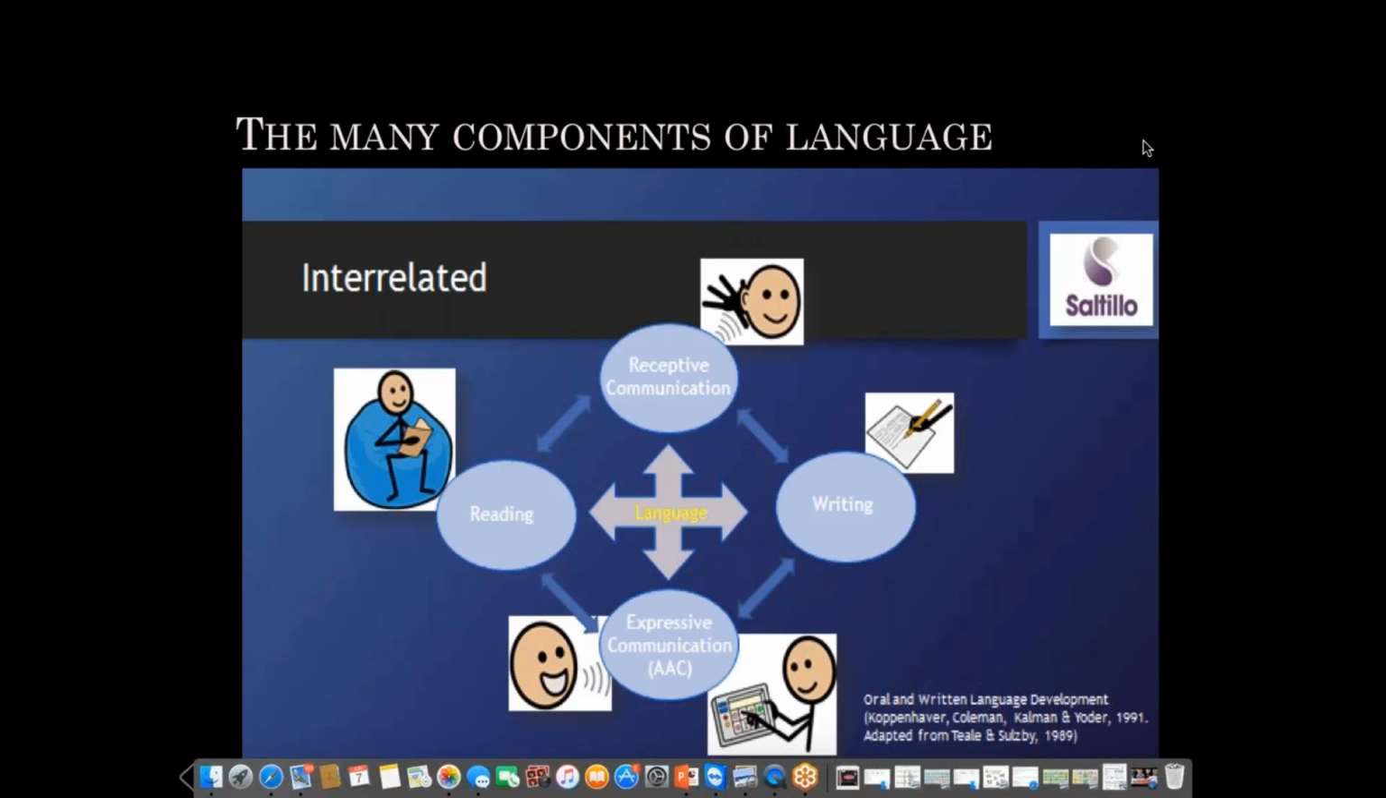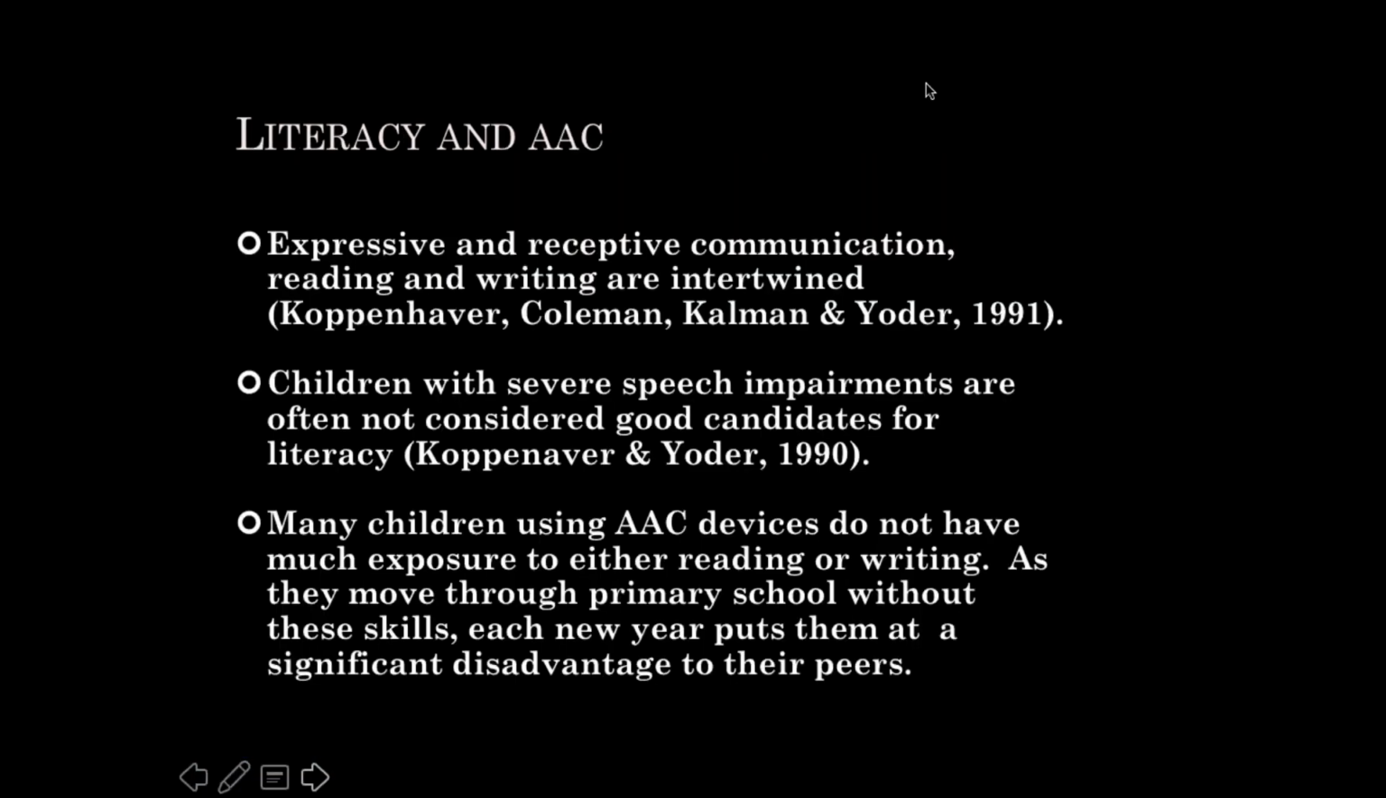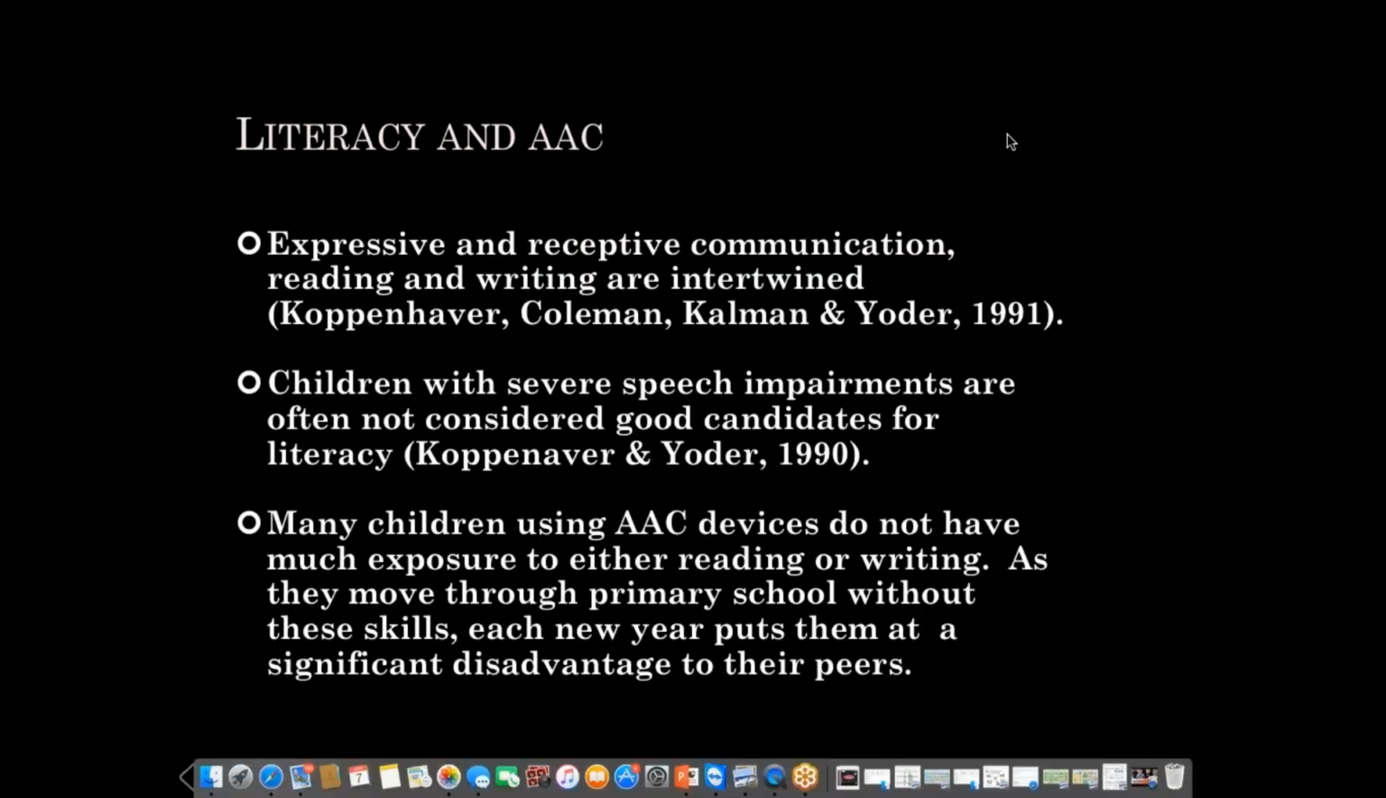All right, so receptive communication and expressive communication are often the focal points for kids that are nonverbal, which is understandable. The expressive part is usually where the weakness is, so we want to work on that. But what ends up happening is reading and writing get overlooked, and that's really what this research shows. What Copenhaver, Coleman, Kalman, and Yoder showed was expressive and receptive communication, reading, and writing are all intertwined. So kids are doing it at an early age. At 12 months old, they're picking up those big chunky crayons and hitting them on the wall, drawing on the wall, right?